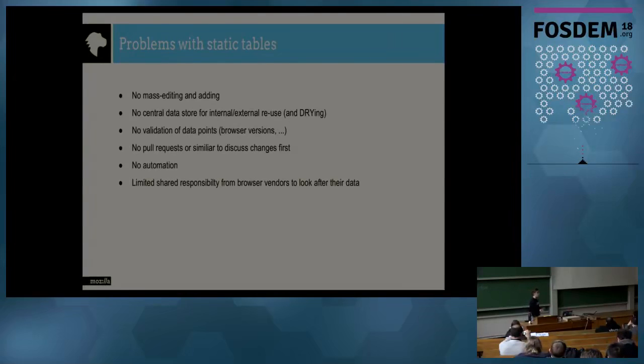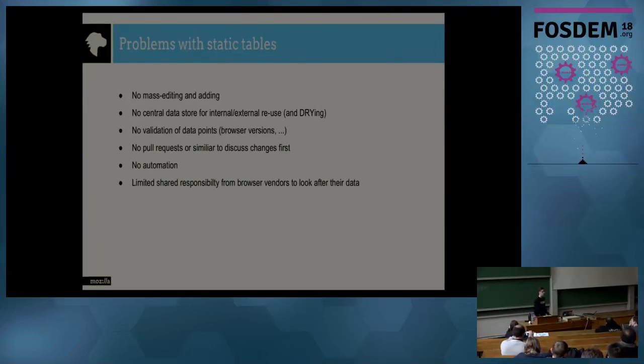We can also not validate data. So, as I just said, everyone can edit MDN and put a, say, Firefox 6.3 version for the CSS background property, which is nonsense, as Firefox 6.3 never existed.